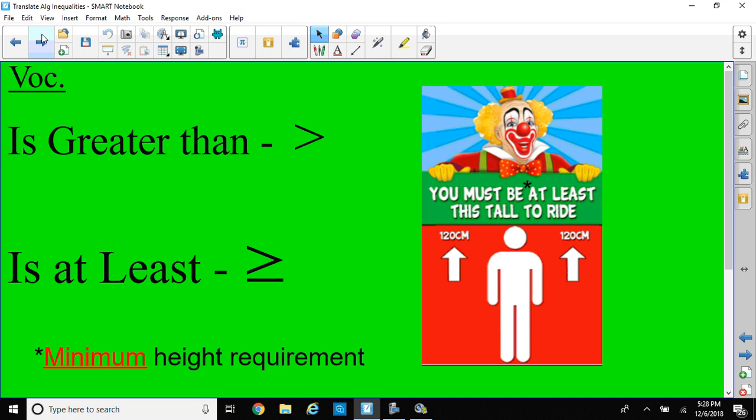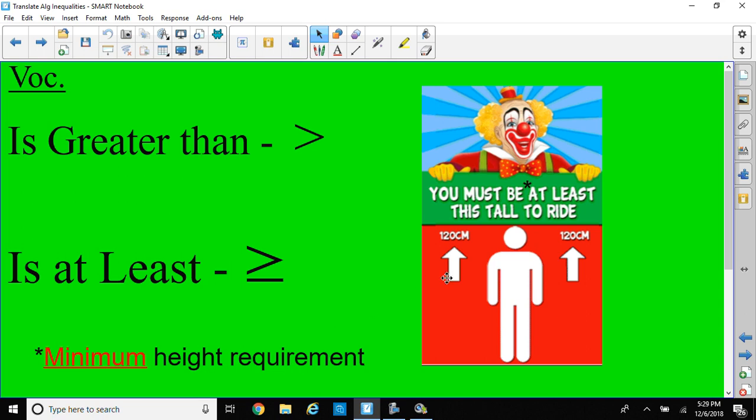All right, here's some more vocabulary words that we're going to deal with. Is greater than is another way of saying greater than. Is at least is another way of saying greater than or equal to. For example, you must be at least this tall to ride. So 120 centimeters is the height that you have to be at least. That indicates a minimum height requirement.